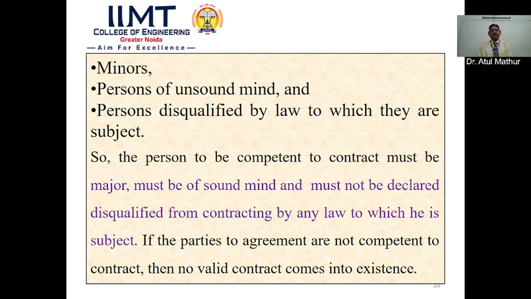The first one is a minor. A minor means a person who has not attained the age of 18 years. The second one is persons of unsound mind, and the third one is persons disqualified by law to which they are subject. So, a person, to be competent to contract, must be a major, must be of sound mind, and must not be declared disqualified from contracting by any law to which he is subject. If the parties to an agreement are not competent to contract, then no valid contract comes into existence.